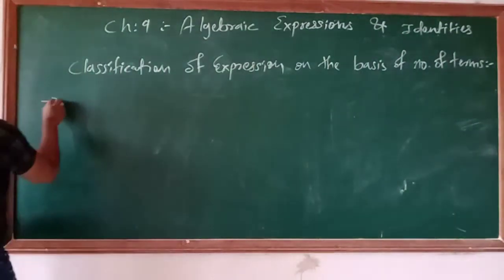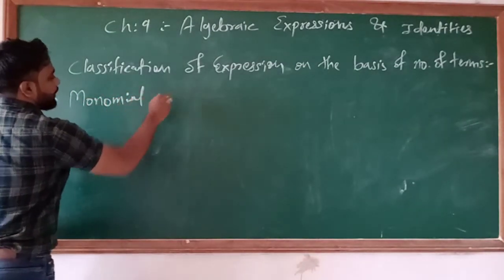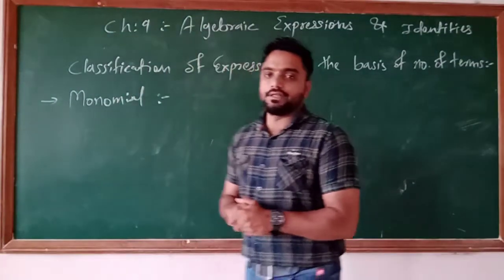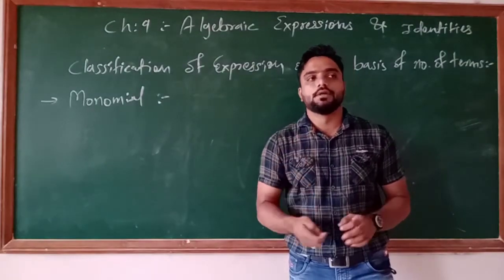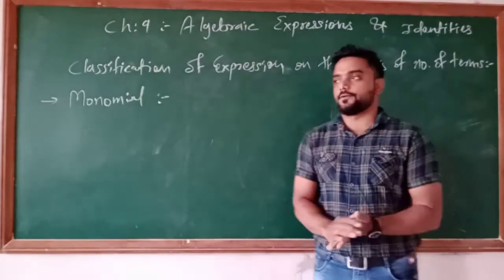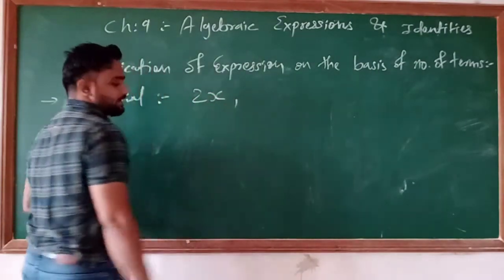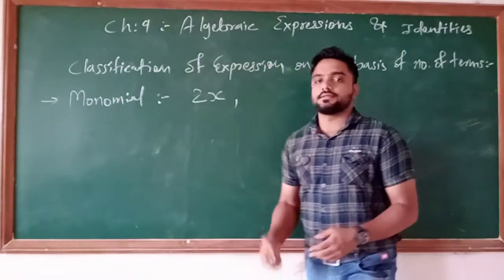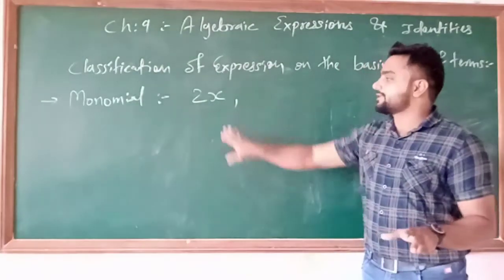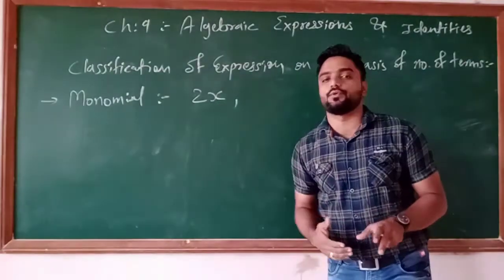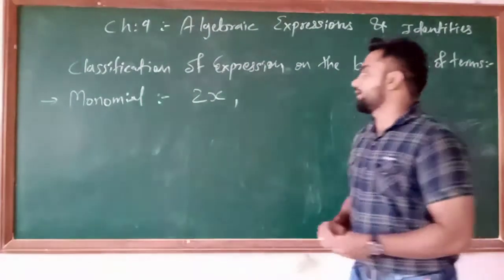Now what do you mean by monomial? The expression that contains only a single term is called monomial. Understand or not? Suppose I am writing one of the expressions, 2x. So here 2x is an expression that contains a single term. It is only 2x, there is no other term with it. So a single term is there, so it is called what? Monomial.